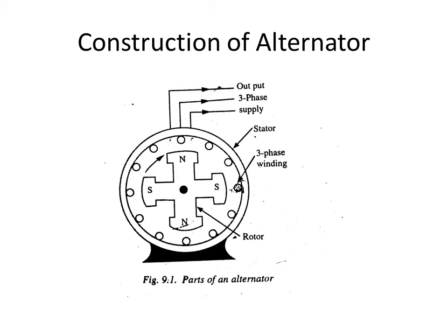What type of conductors? Three-phase windings are placed, three sets of windings: R, Y, B, red, yellow, blue. So the three-phase windings are placed on the armature slots, which generates the EMF in the winding. And what type of supply voltage do we get at the output side? The output is a three-phase supply. So the alternator or synchronous generator is called a three-phase AC generator.